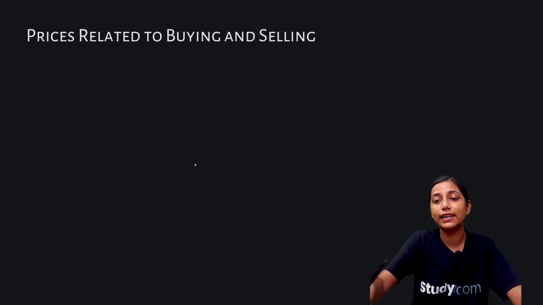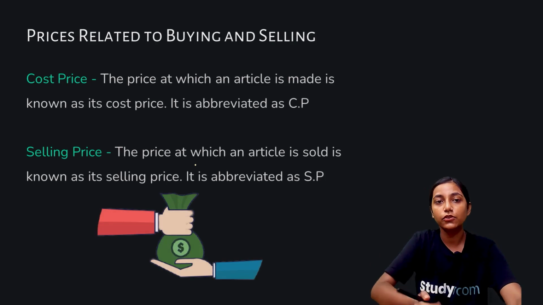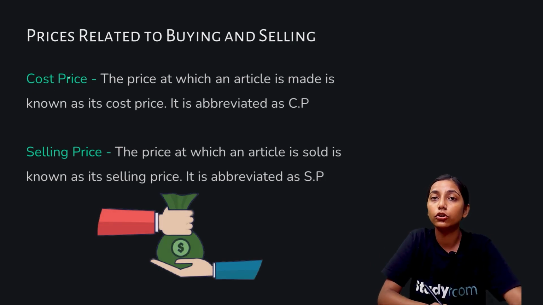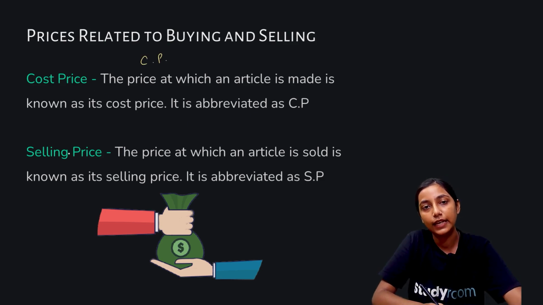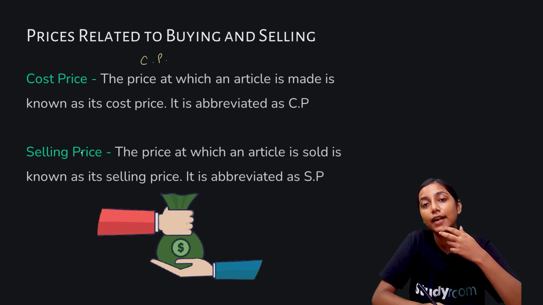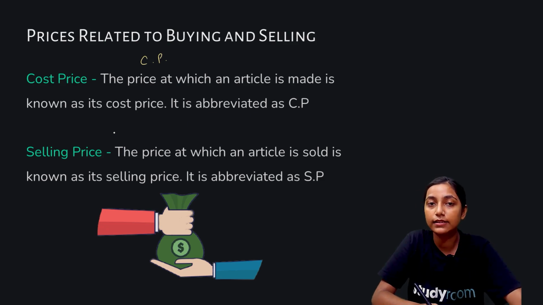Now, prices related to buying and selling. So first of all, we will learn about the cost price and the selling price. The cost price is actually the price at which an article is made. It is known as its cost price. It is abbreviated as CP. So how do we write cost price? You write cost price as CP. And what is cost price? Cost price is the price at which an article is made.